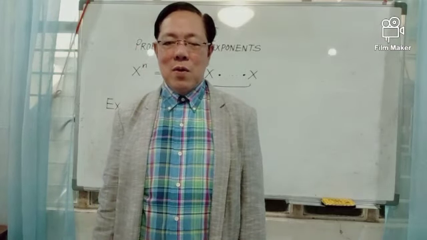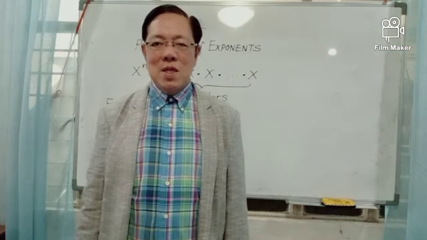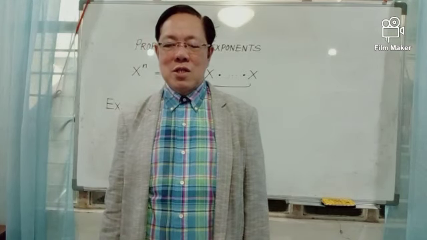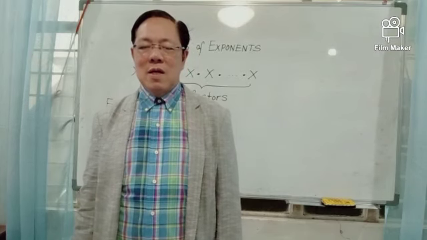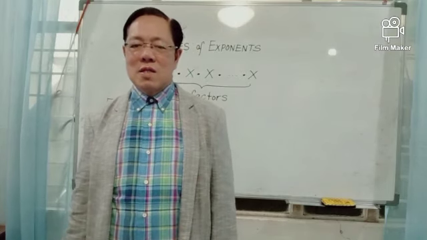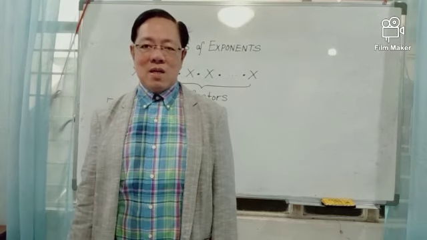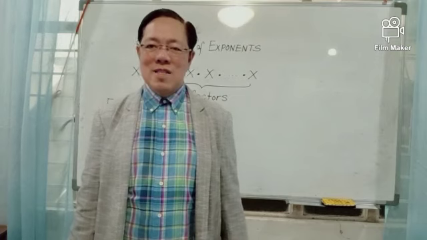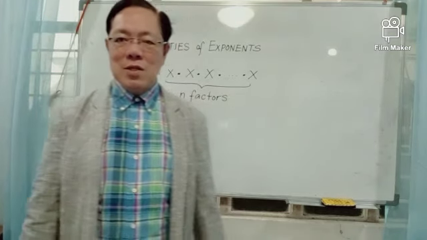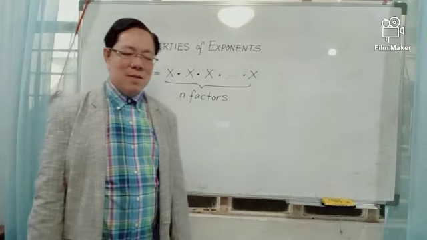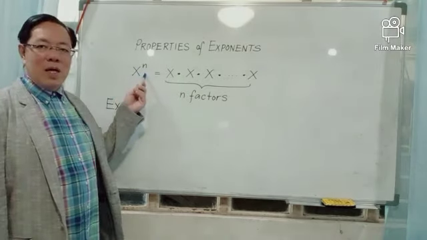The third operation on algebraic expressions is multiplication of algebraic expressions. But before we take up multiplication of algebraic expressions, we take the exponential notation and the properties of exponents, because we will need these properties of exponents in multiplying algebraic expressions and in simplifying algebraic expressions. The exponential notation is denoted by this notation, x to the power n.